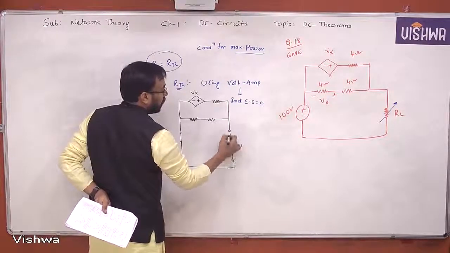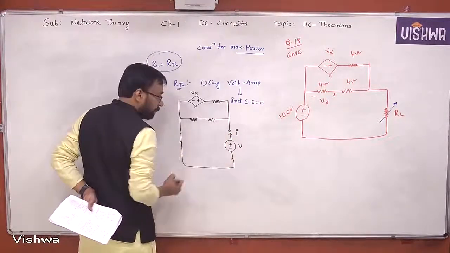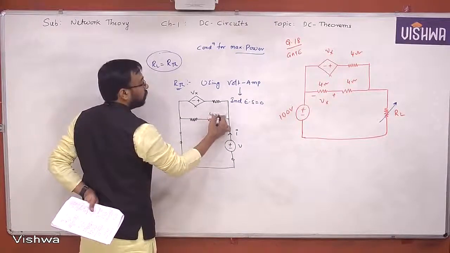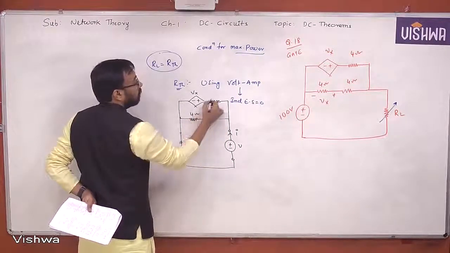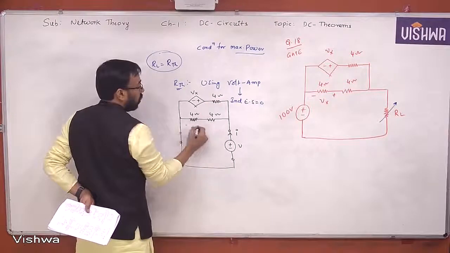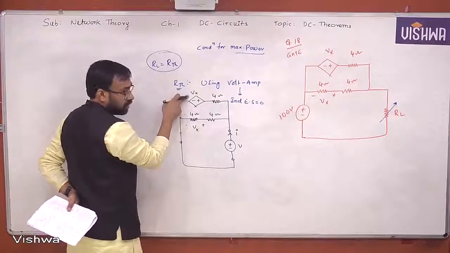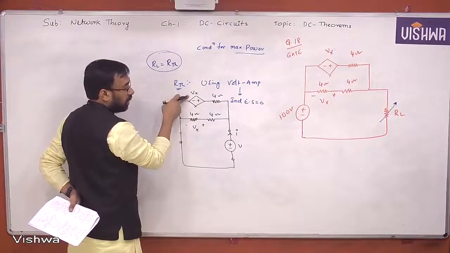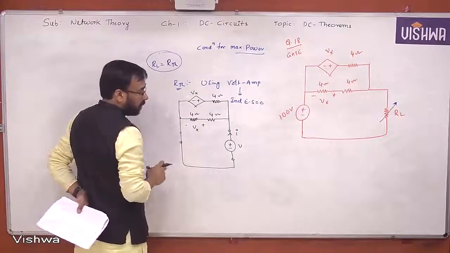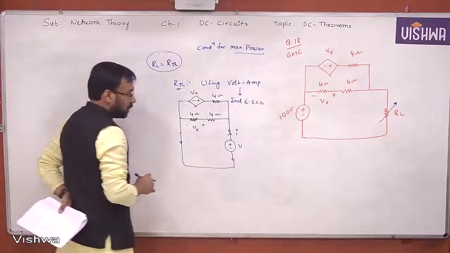We assume it is delivering some current I. This is 4 ohm. This is also 4 ohm. This is also 4 ohm. Yes or no? Minus plus Vx given. Vx is the dependent source, depending upon a dependent variable. Okay, so let us now work out on this.